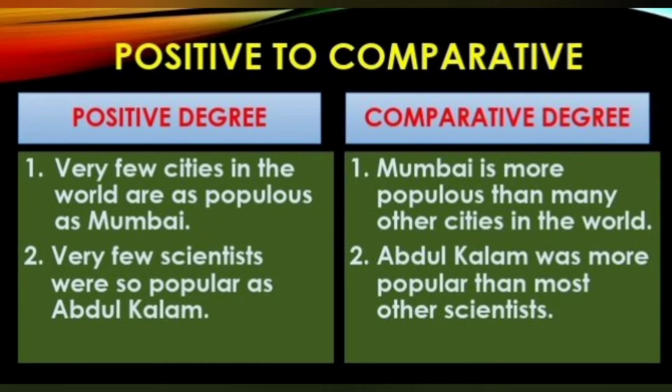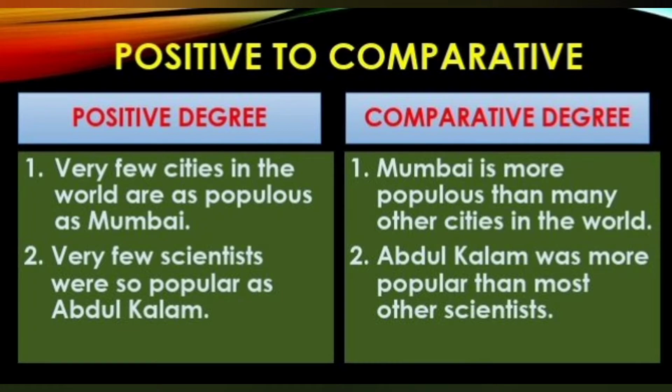Okay, we shall now divide the sentence into 4 parts. Very few scientists. Second part, verb: were. Third part, so popular as. And the fourth part, Abdul Kalam. So Abdul Kalam is taken to the beginning of the sentence. Abdul Kalam was more popular. So popular becomes more popular than most other scientists. Okay, I hope it is clear for you.